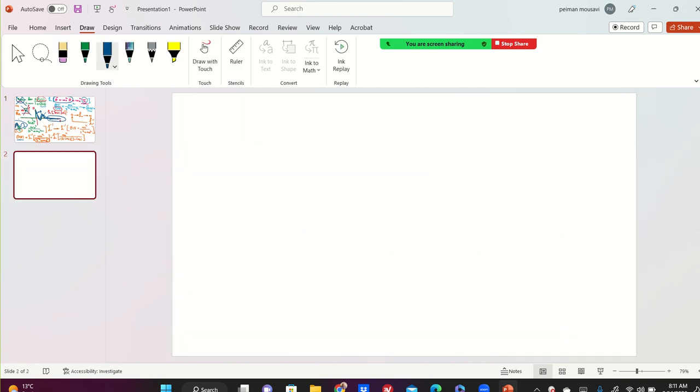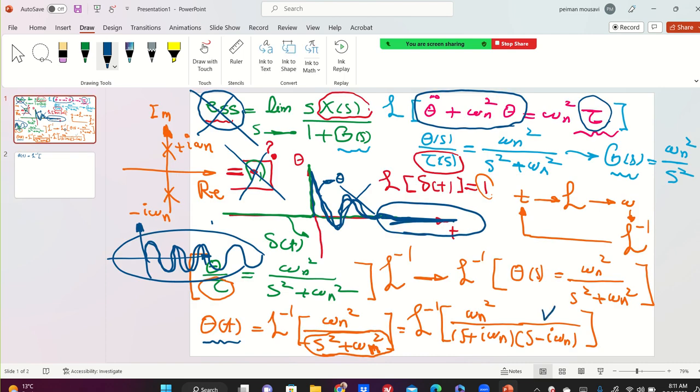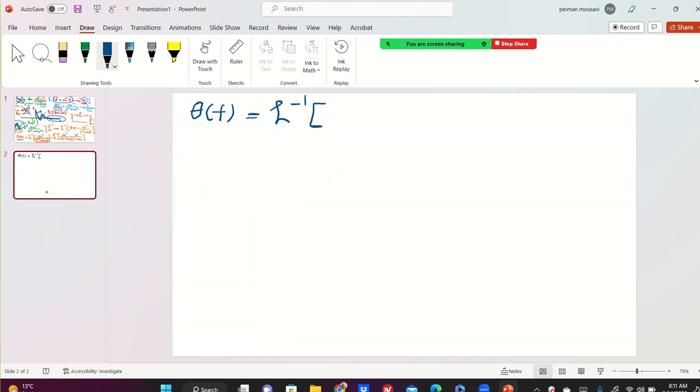You have to be very careful. So I'm going to go to MATLAB and make a simulation of this. This is now the Laplace inverse of, you can write this part as A over s plus i omega n plus B over s minus i omega n. You know that from high school, right?